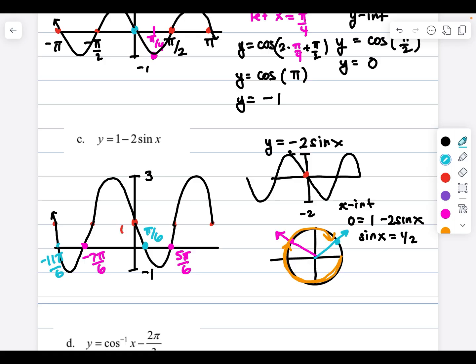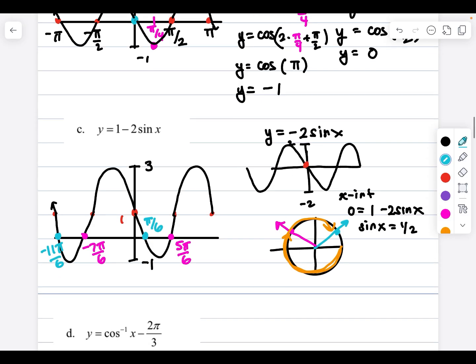The blue x-intercepts are 2 pi apart, and so are the pink ones. The pink ones are 2 pi apart from each other.